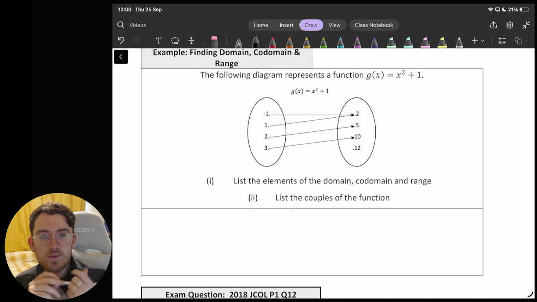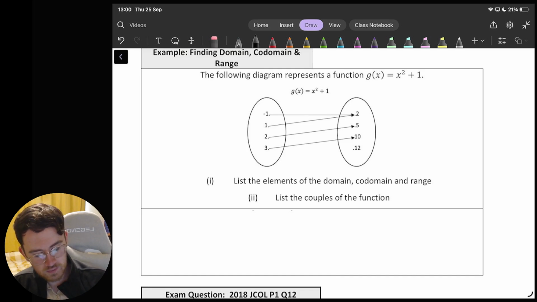So this diagram represents the function x squared plus 1. We can see straight away that -1 and +1 both have 2 as their output, which makes sense because there's a squared in there. So both the negative and positive version of 1 end up giving us the same output, which is fine. It still qualifies as a function. We're asked to list the elements of the domain, codomain, and range.